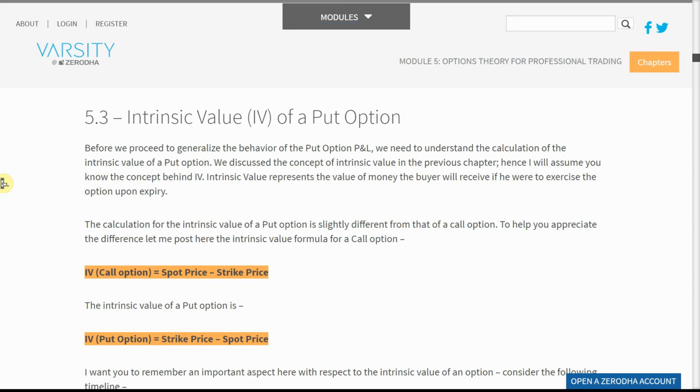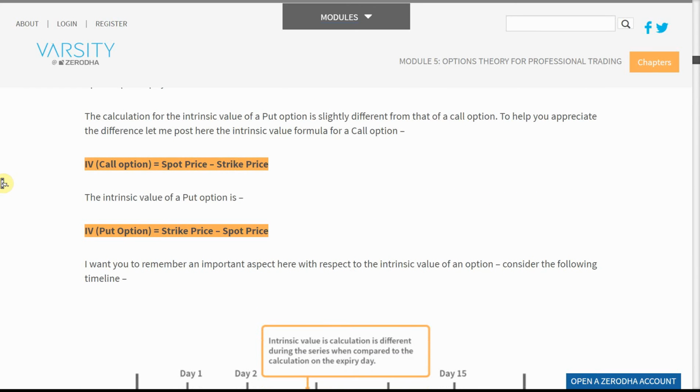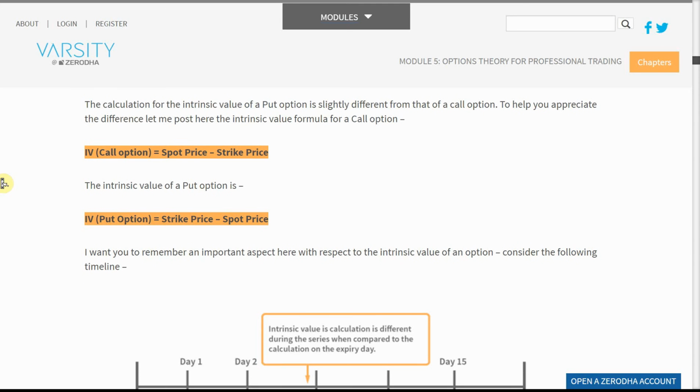The calculation for the intrinsic value of a put option is slightly different from that of a call option. To help you appreciate the difference, let me post here the intrinsic value formula for a call option. IV call option equals spot price minus strike price. The intrinsic value of a put option is IV put option equals strike price minus spot price.